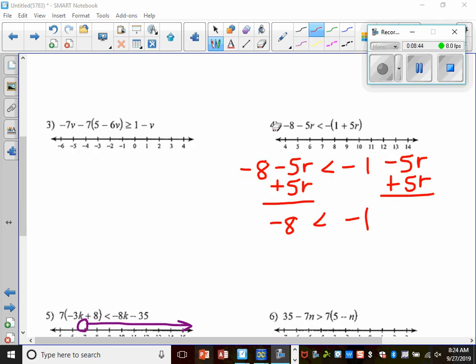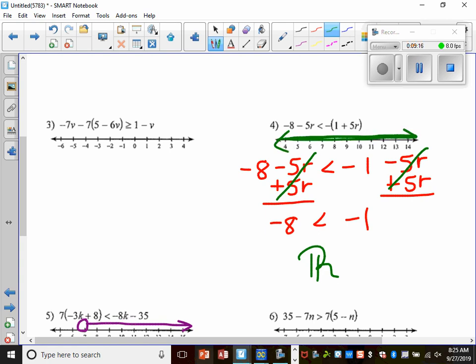All right, so in question number 4, notice that when you work this out, and I try to get all my variables to both sides, the variables cancel out. So you're left with negative 8 is less than negative 1. That is a true statement. Negative 8 is less than negative 1. So this would be an all reals type of problem. So then you would shade the entire number line. Okay. So when the variables cancel out and there's a true statement with the two numbers you're comparing at the end, that is all reals.